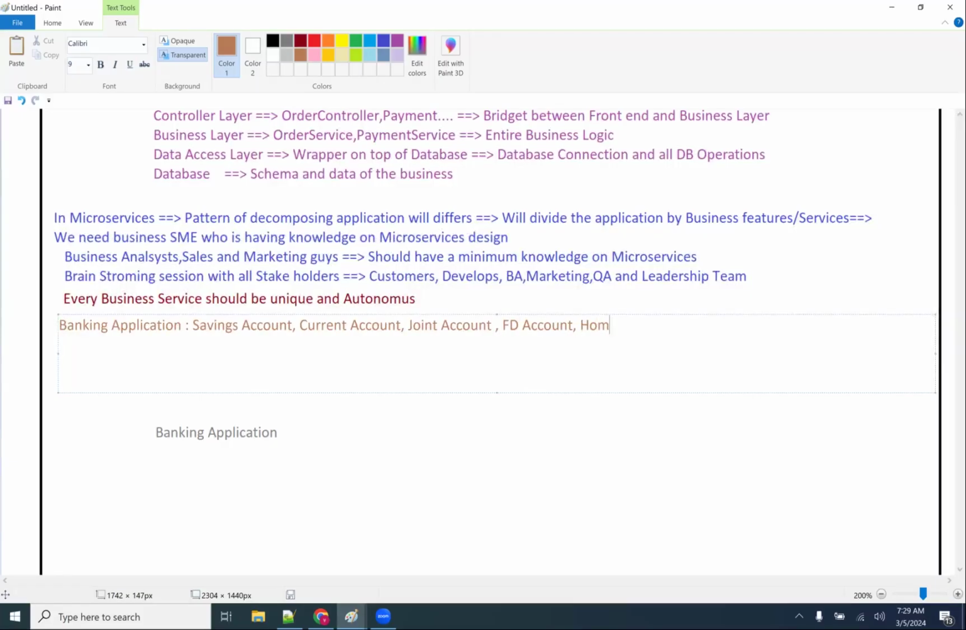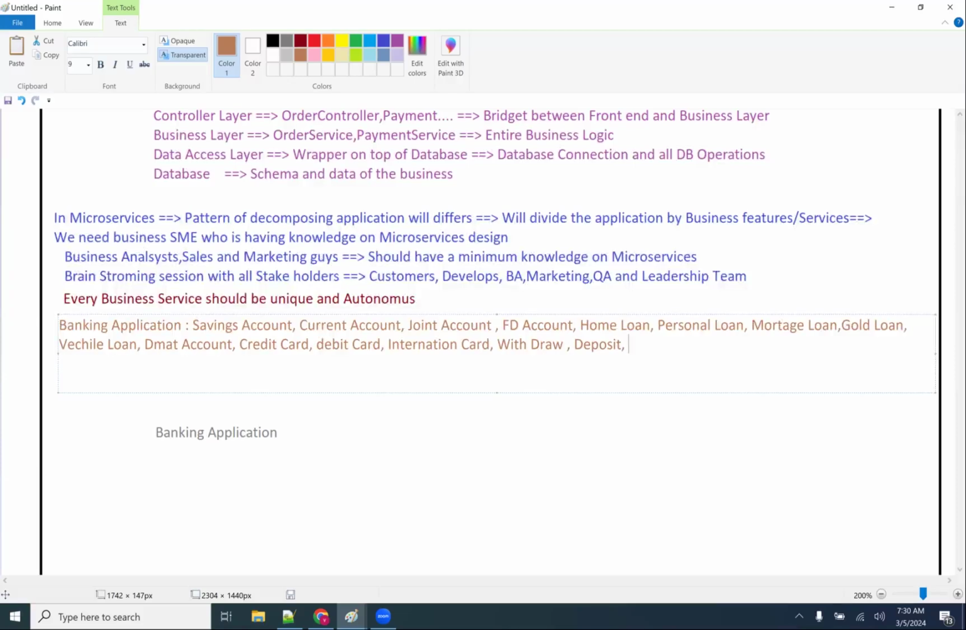Next one is home loan, personal loan, mortgage loan, gold loan, vehicle loan, demat account. Next one is credit card, debit card, international card, withdraw service, withdraw, deposit.